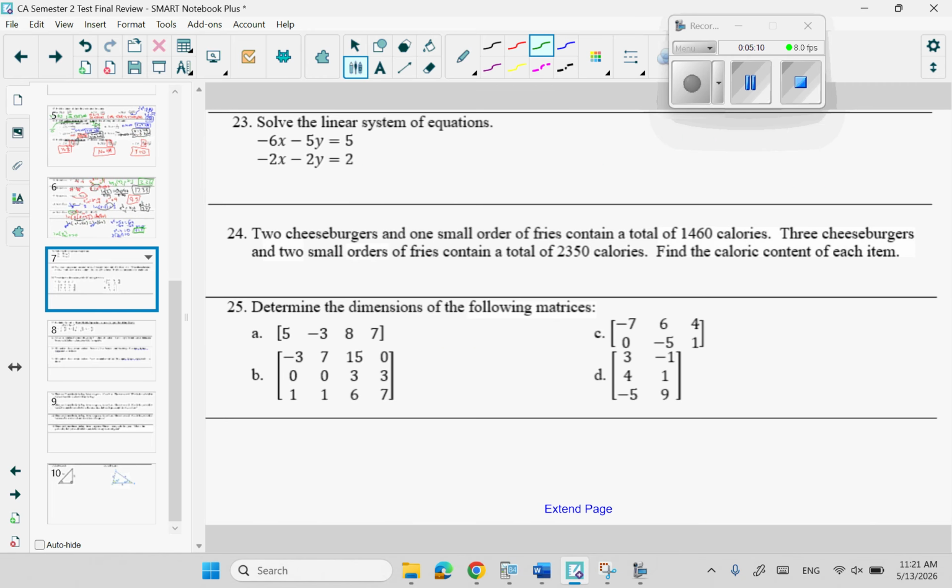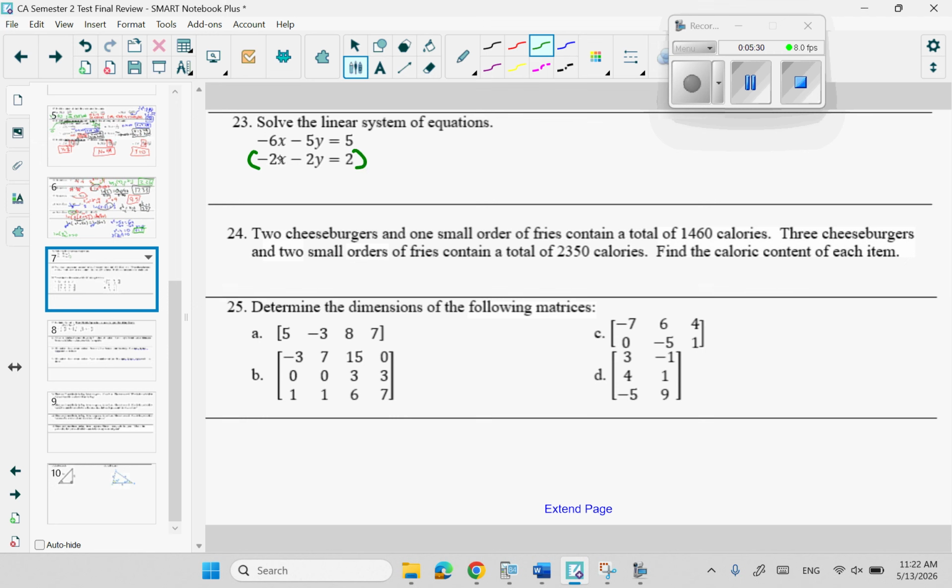Number 23, solve the linear system. So a couple ways you can go about doing that. You can do by systems of equations. You can solve by elimination. You can solve by substitution. You can solve by graphing, or you could go into matrices. I'm more partial to elimination here, especially when I see that the x's are pretty closely together.